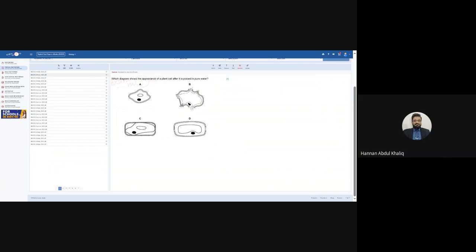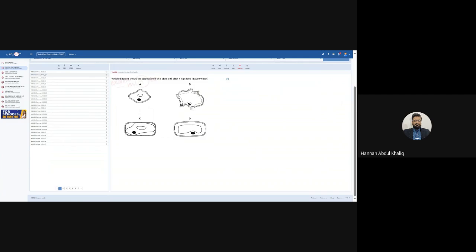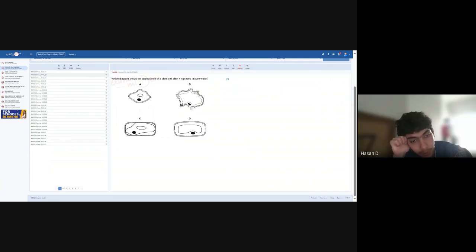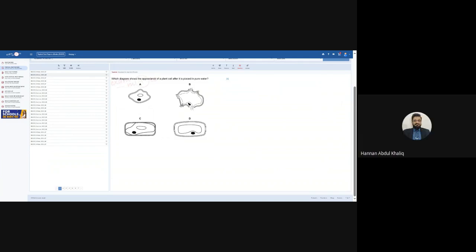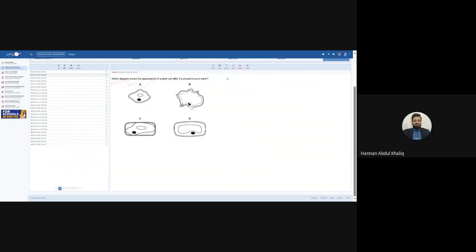So that means it's C then? We said the cell should gain water. Why could it be the answer C? Because you just said that in C the water is being squeezed out. In B it is bursting, and in C it is being squeezed out. So what about D? Yes, the answer is D.